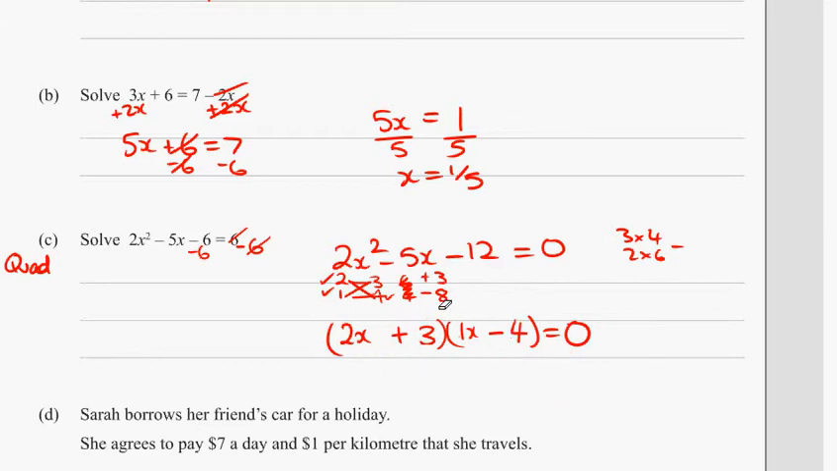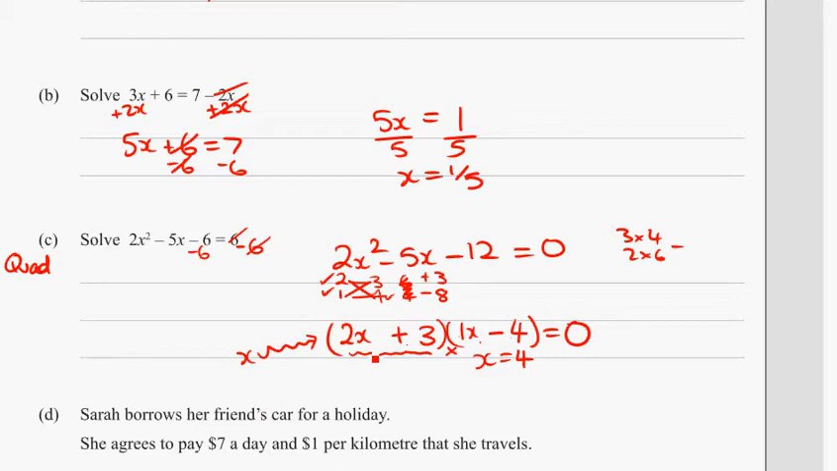Right, so solving that, looking for a value of x to substitute into this left hand side so that when I multiply the two factors together I get 0. One of them is obviously x equals 4. We need to think about this one. Clearly x needs to be a negative number, a fraction.